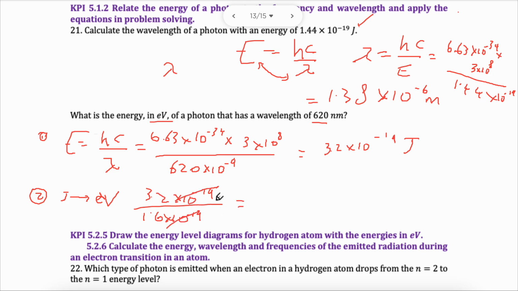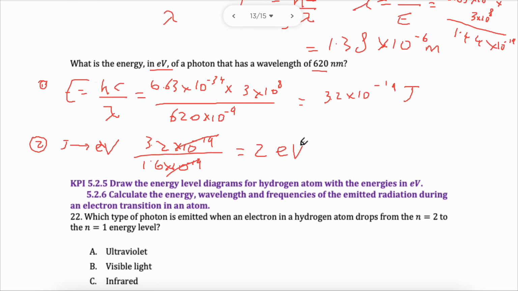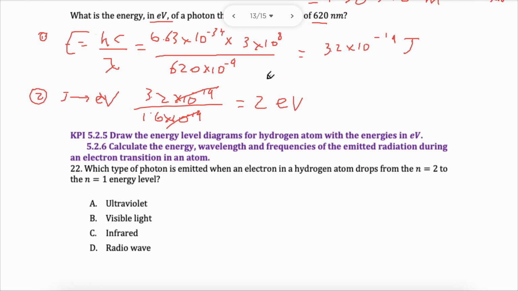Cancel, cancel. That becomes 2 eV. Just do it in the calculator. So that's 2 electron volts. Very nice. So you just divide. If you want to put it into electron volts, you divide by 1.6. If you want to put it into joules, then you times by 1.6. Joules, W, or energy, is QV. Q, 1.6, times the V. That's why we're doing it. Anyway, not important. There you go. Now you know what to do.